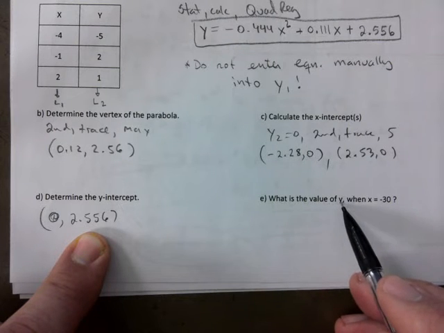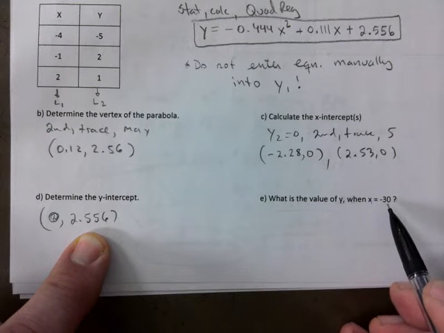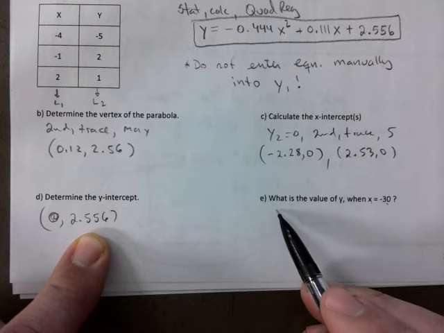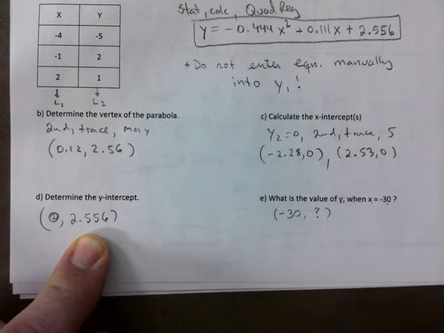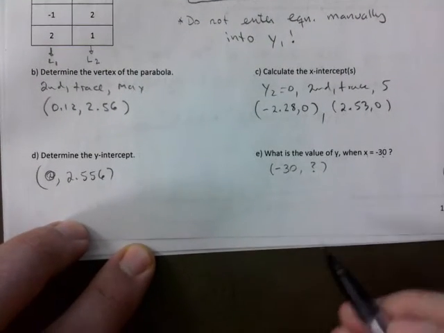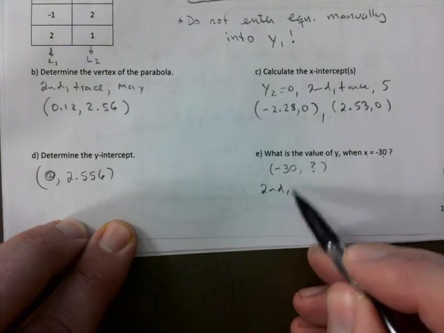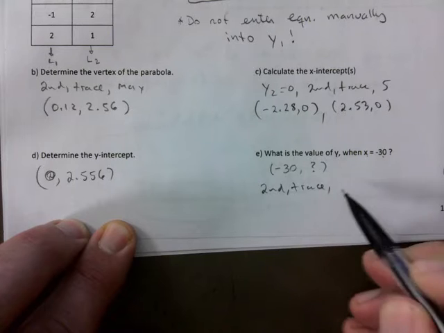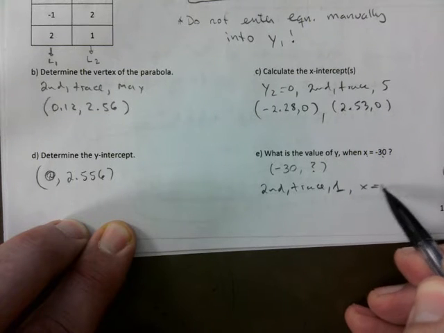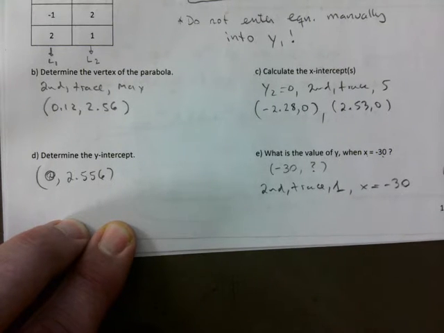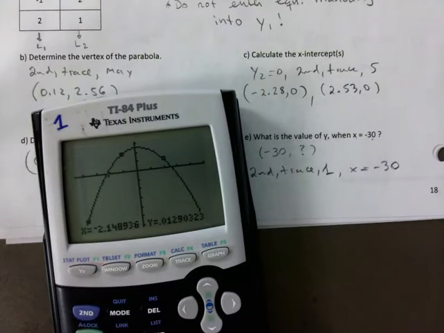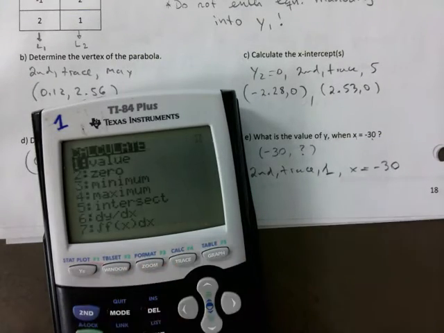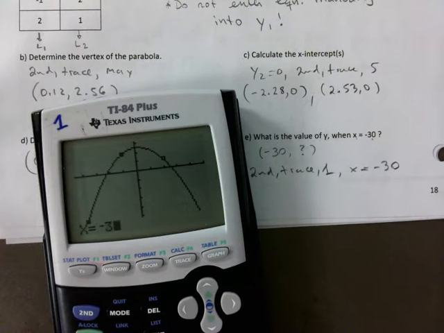What's the value of y when x is equal to negative 30? So they're basically saying, hey, if this is 30, what's y, right? This goes way back. So second trace 1, x is equal to negative 30.